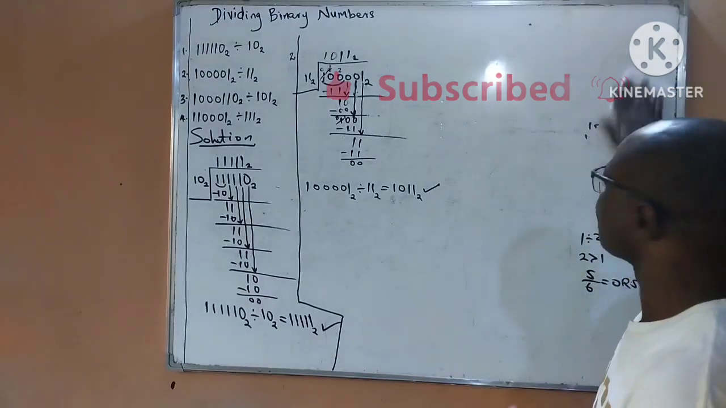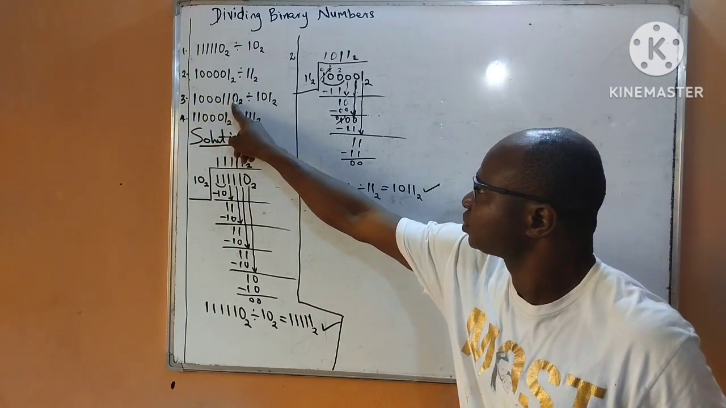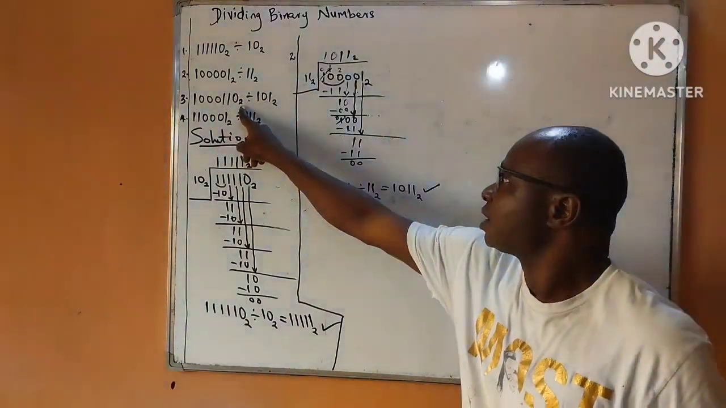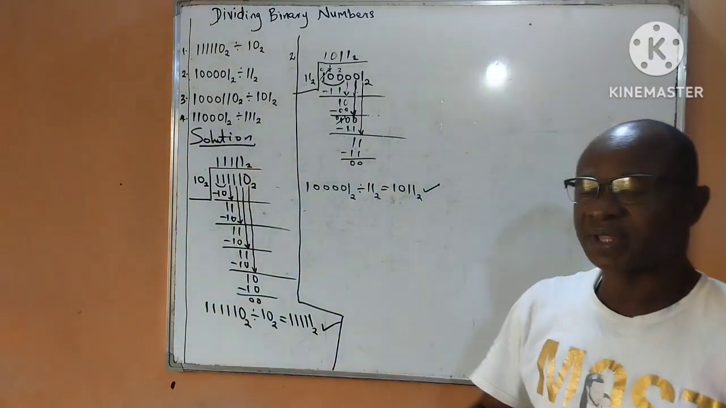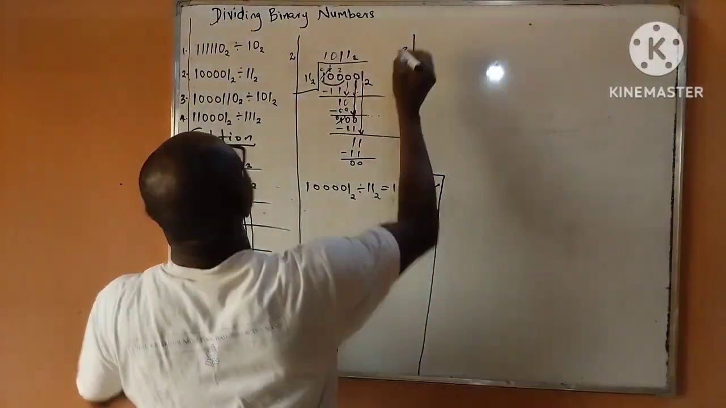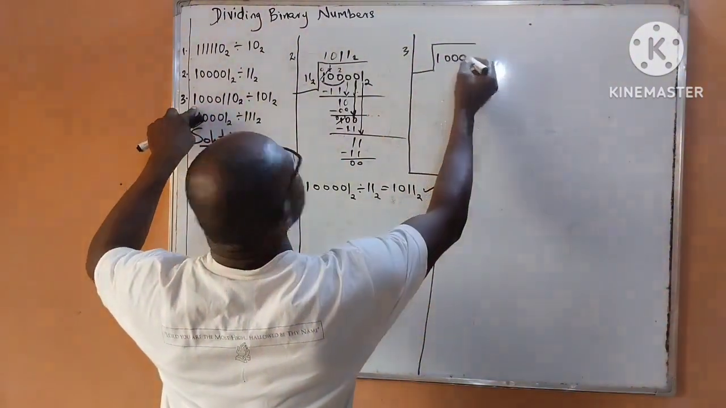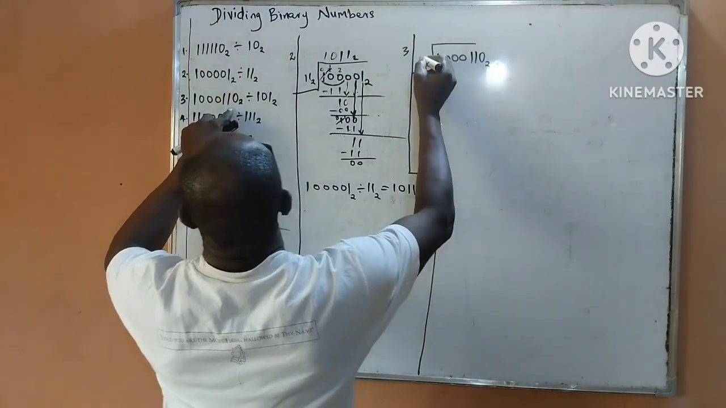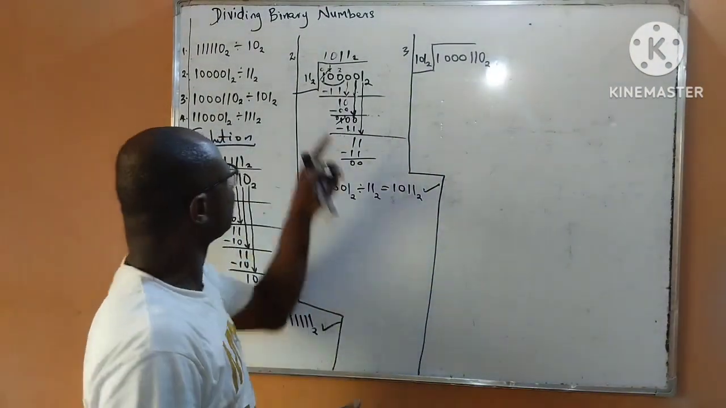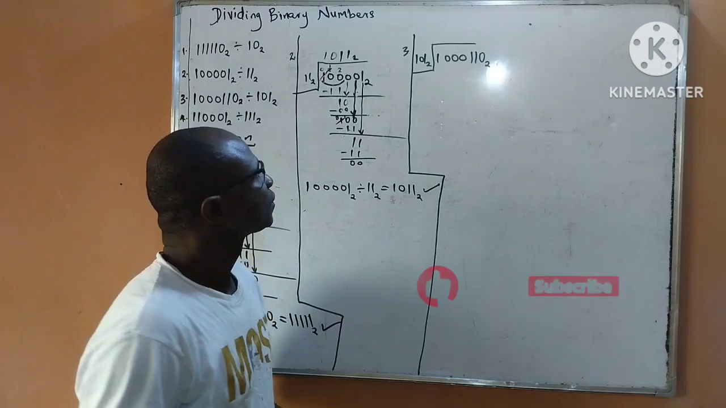In the third question, we are asked to divide 1000110 base 2 by 101 base 2. So we take it also base 2. Question number 3. Division of 1000110 base 2 by 101 base 2. Now, the explanations I gave before in example 2 will help us in this example 3. Remember to subscribe to my channel. Okay, let's go on.